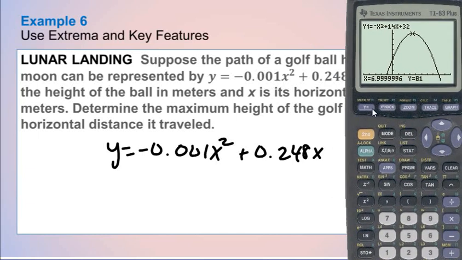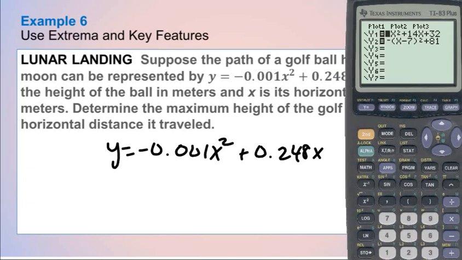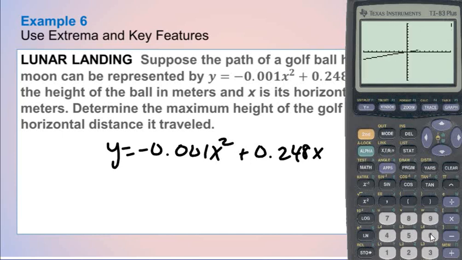We're going to type in our equation. So I have a negative 0.001x squared plus 0.248x. I'm going to hit zoom, number 6. I've got to go back and delete this other one here.